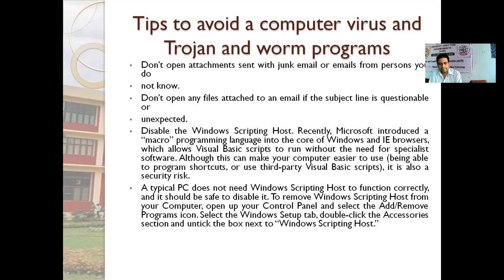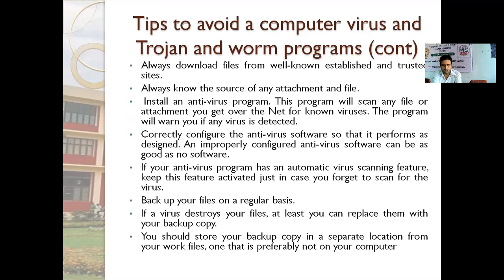So although this can make your computer easier to use, being able to program shortcuts or use third-party Visual Basic scripts, it is also a security risk. A typical PC does not need Windows Scripting Host to function correctly, and it should be safe to disable it. To remove Windows Scripting Host from your computer, open up your Control Panel and select the Add/Remove Programs icon and select the Windows Setup tab. Double tap the Accessories section and untick the box next to Windows Scripting Host.